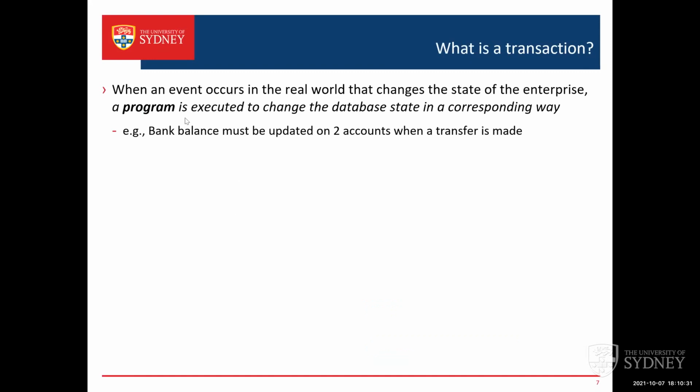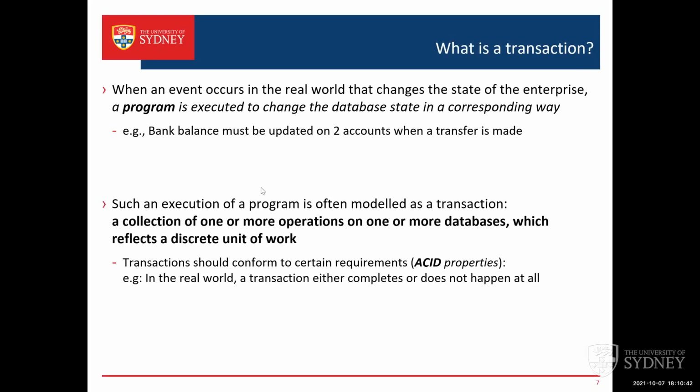So to perform some task, we now understand that we probably have to execute a program. That program might consist of more than one SQL query. So a transaction is a collection of one or more operations on one or more databases, which reflects a discrete unit of work. We want to perform some work, like transferring money, but for that we have to perform a collection of work. In this case, we have to perform two tasks, right? So that is what a transaction is.